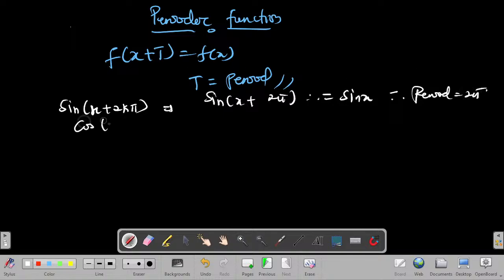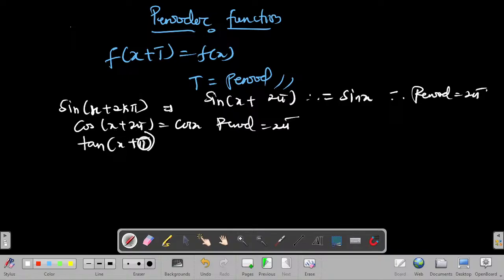Similarly, cos of x plus 2 pi is equal to cos x. Period is equal to what? 2 pi. Then you also have tan of the expression x plus pi. Please take note. Tan repeats itself after 180 degrees revolution, not 360. Please take note. So the period for any default tan function is what? Pi.